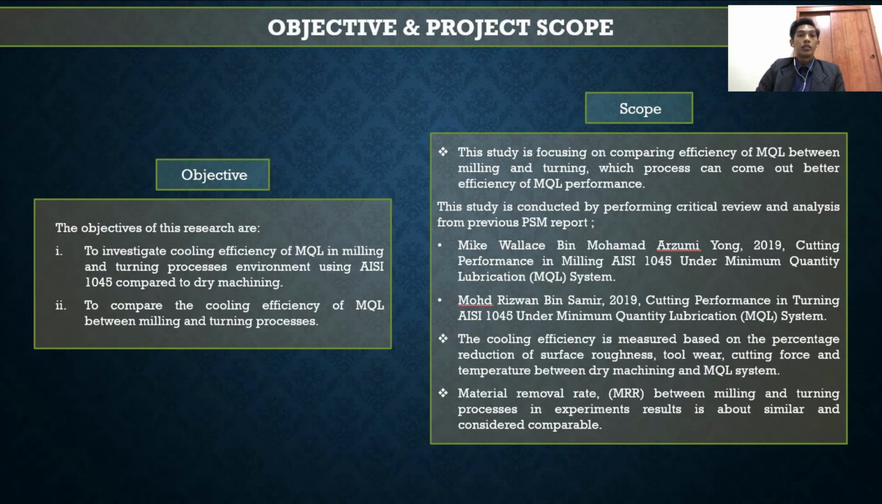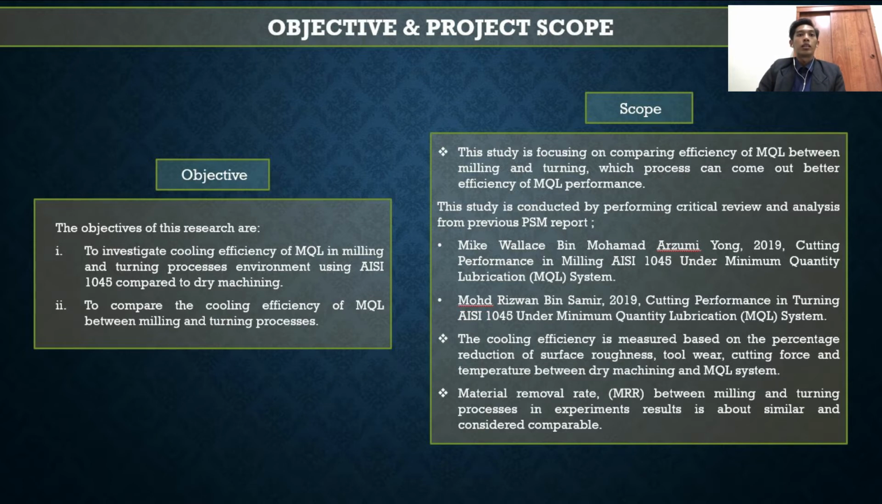So the objective is to investigate the cooling efficiency of MQL in milling and turning processes using AISI 1045 compared to dry machining, and the second objective is to compare the cooling efficiency of MQL between milling and turning processes. So next is the project scope. This project scope is focusing on comparing the efficiency of MQL between milling and turning. Which process can come out with better efficiency of MQL performance?